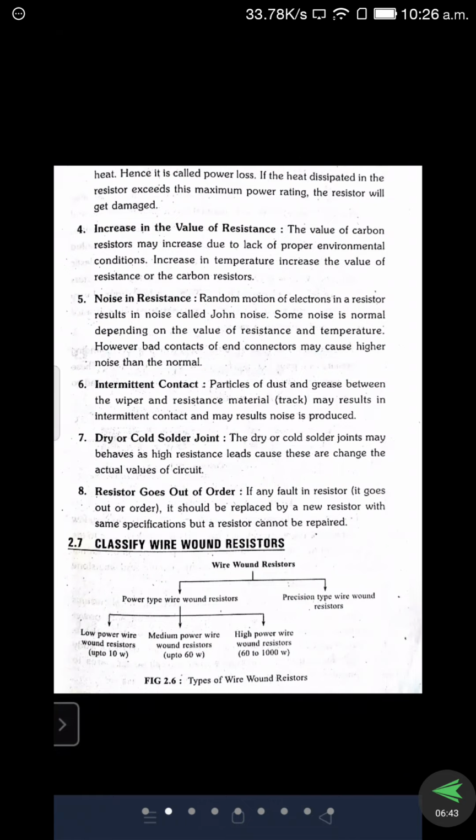So what is the major difference between power type and precision type? Precision type is only used for a specific application with fixed values. But the power type can be used for the higher applications also. Precision type is limited to lower applications up to 5 ohms, right? So 10 ohms, 300 ohms, 400 ohms, in those ranges only we can use. Below 10 watts, the precision type wire wound resistors can be used.